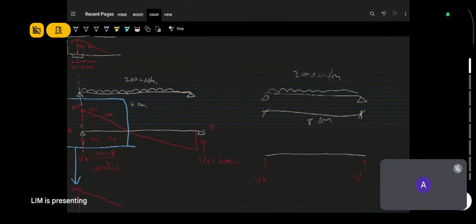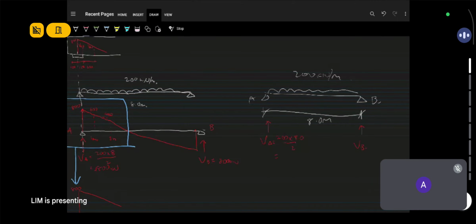Calculate reactions VA and VB, assuming this is A and this is B. How do you calculate VA and VB? Well, go back to your theory of structures. For a simply supported beam with a UDL, VA would be the UDL times the span divided by 2, because half.